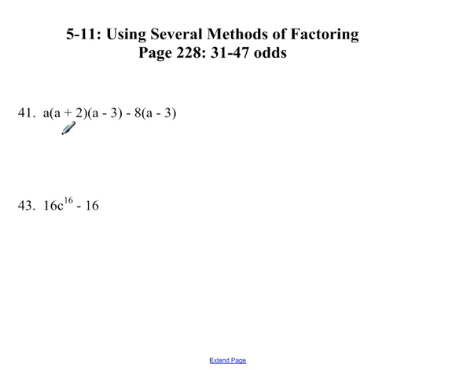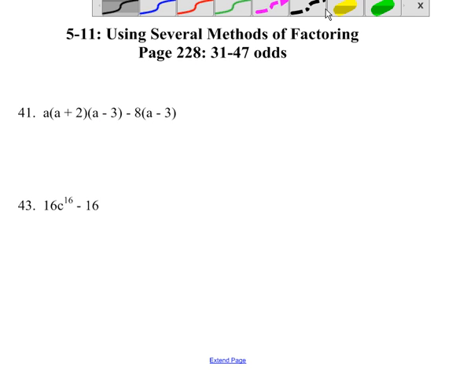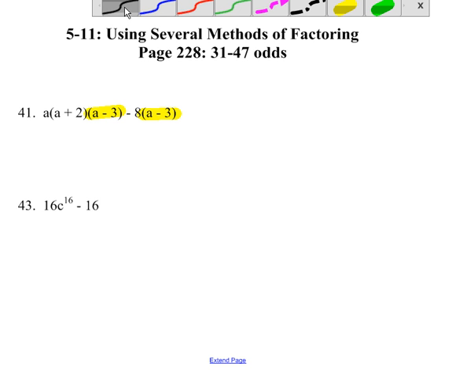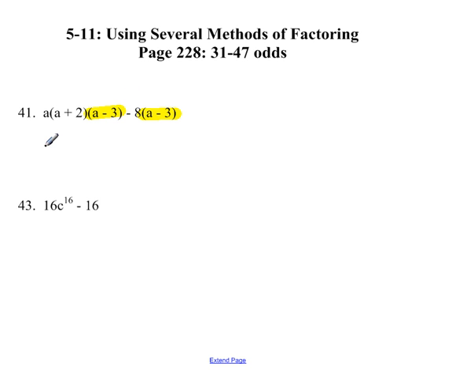On 41, you've got factor by grouping already set up. You have an a minus 3 in common in both sets. So you already know how to start. Again, you never start multiplying out. Don't make that mistake. Once I take that a minus 3 out of both terms, then what I'm going to do is put what's left in my other parenthesis.